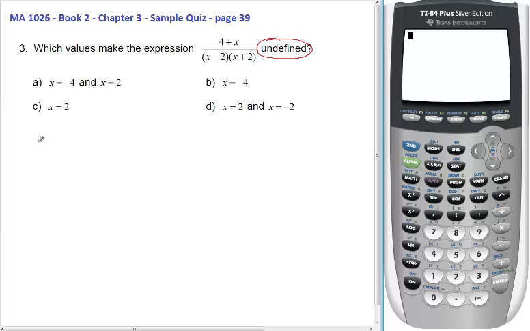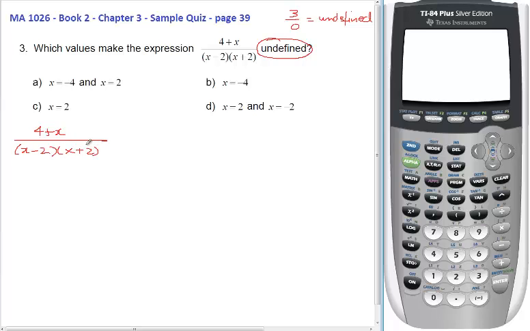Now, what are we referring to when we have a fraction undefined? Anything that makes a denominator 0 is undefined. You can't have, for example, 3 over 0. It's impossible. We say this is undefined. So anything over 0 is what we call in mathematics undefined. So whatever makes a denominator 0. So my expression is (4 + x) over (x - 2)(x + 2).